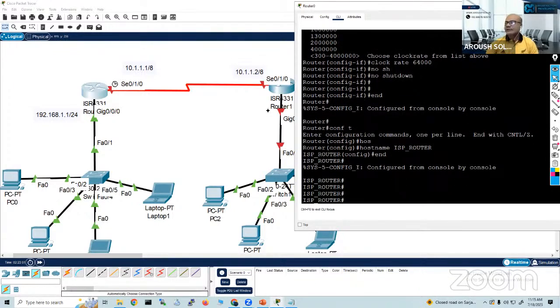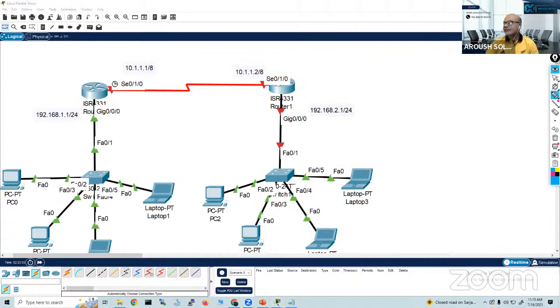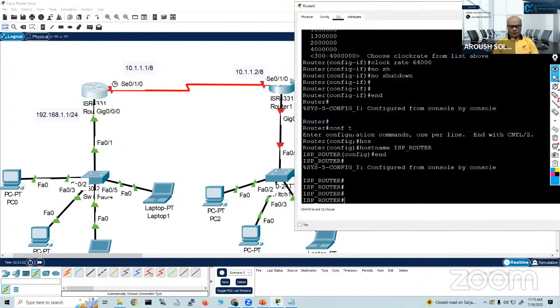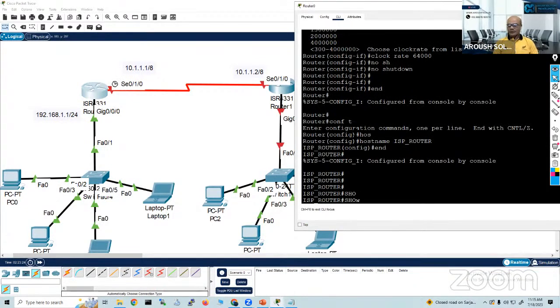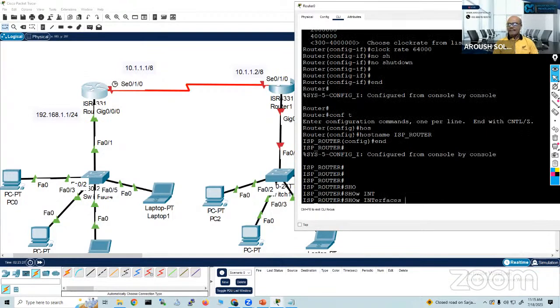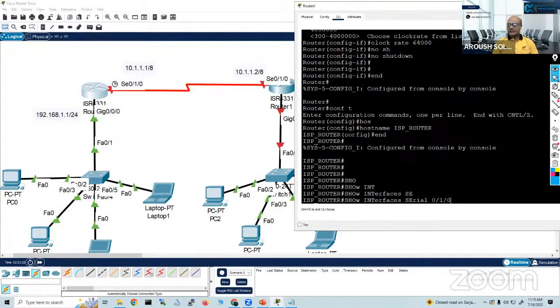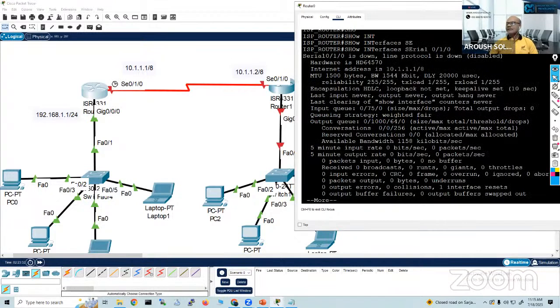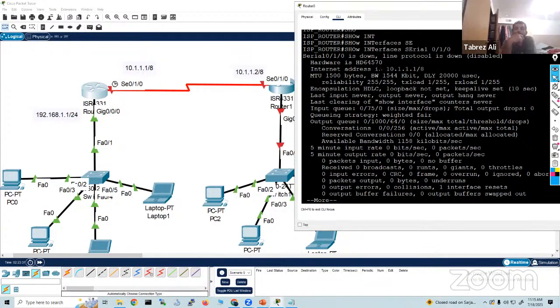Now, how to check whether this interface is DCE or DTE? What is the command? It's a very simple command. Show interface serial 0/1/0. We can see this command does not show it.